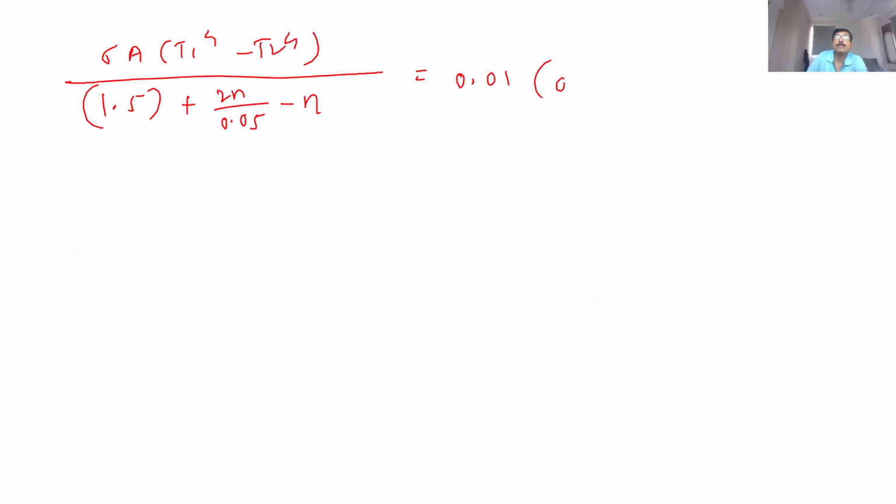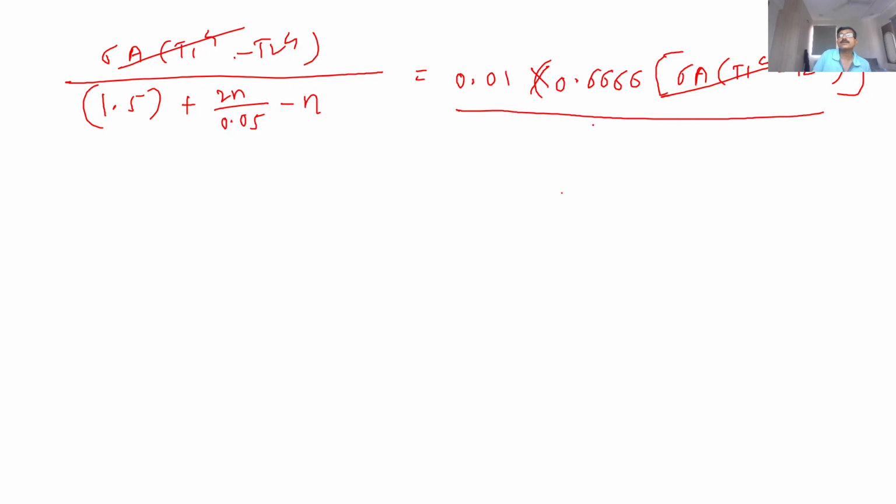What is Q1? 0.6666 into (sigma A T1 raised to 4 minus T2 raised to 4). Now this and this get cancelled. So what is the remaining thing? Just cross multiply and we'll get the answer. This into this, the denominator has only 1, so 1 into 1 becomes 1.